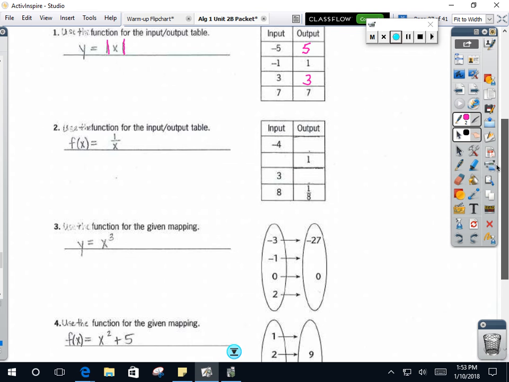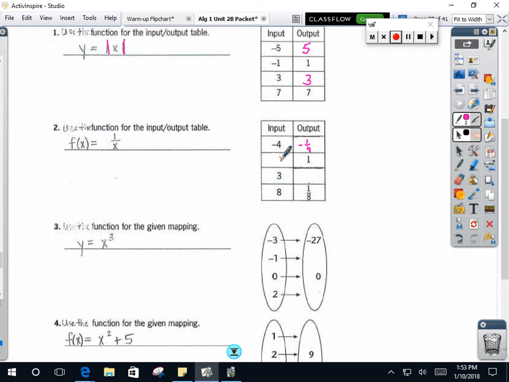Number 2, the reason absolute value is always positive is because the absolute value of a number is the distance from 0. Well, can distance ever be negative? No. So that's why it's always positive, because it's distance. Number 2, what are you going to do with this negative 4? Put it in for x, and 1 over negative 4 is negative 1/4.